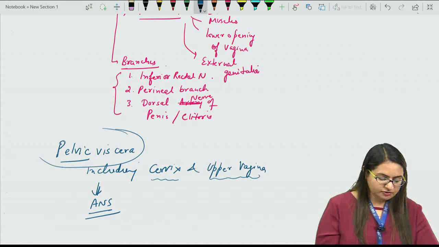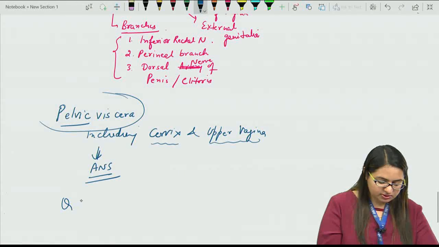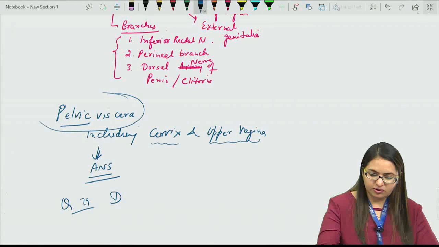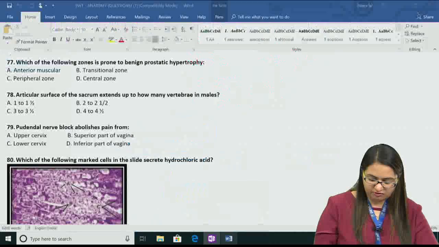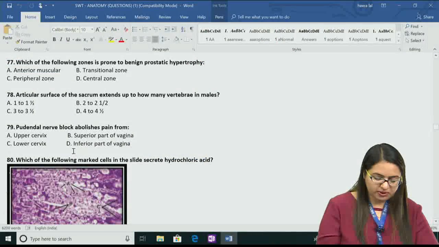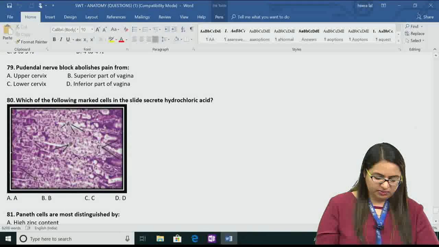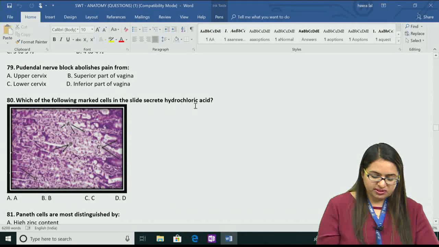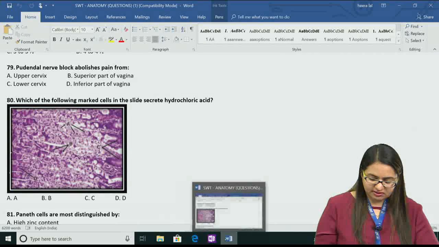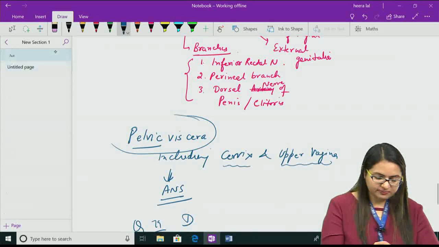So therefore, the answer for question number 79 will be D, because the pudendal nerve block will abolish pain in the inferior part of the vagina. For the next question, question number 80, we have to identify the cells in the slide which will secrete hydrochloric acid. So first of all, we will see the slide.